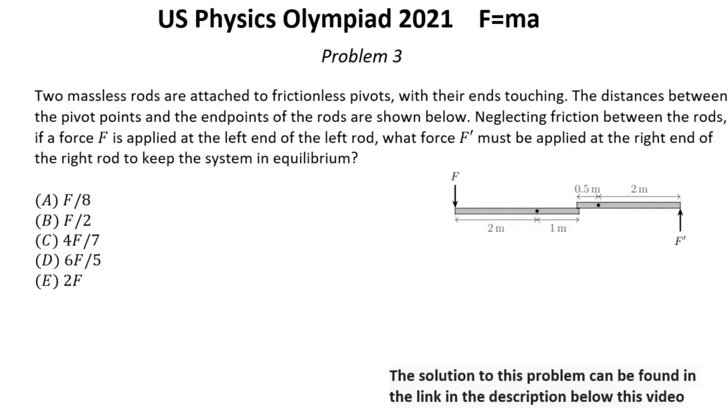Problem number 3. Two massless rods are attached to frictionless pivots with their ends touching. The distances between the pivot points and the endpoints of the rods are shown below. Neglecting friction between the rods, if a force big F is applied at the left end of the left rod, what force F prime must be applied at the right end of the right rod to keep the system in equilibrium?